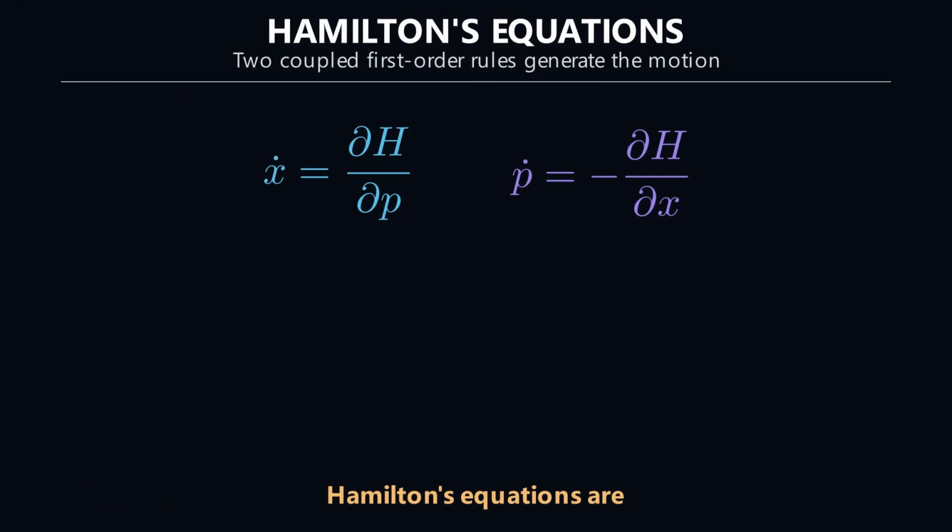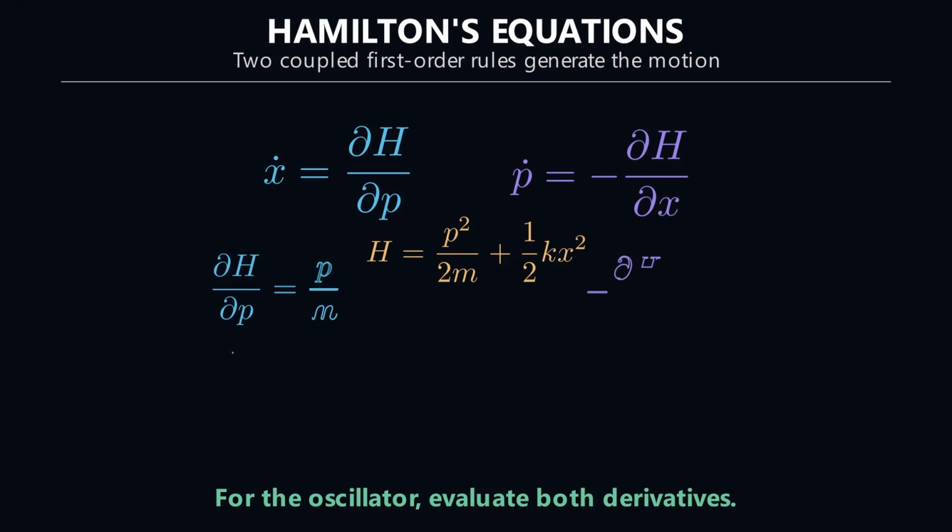Hamilton's equations are: x dot is equal to the partial derivative of the Hamiltonian with respect to momentum, and p dot, the force, is equal to negative the partial derivative of the Hamiltonian with respect to x. Notice there's a negative sign there. For the oscillator, they become x dot is equal to the momentum divided by mass, and p dot is equal to negative k x.